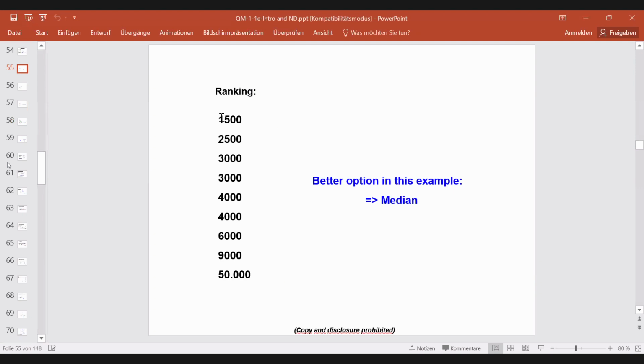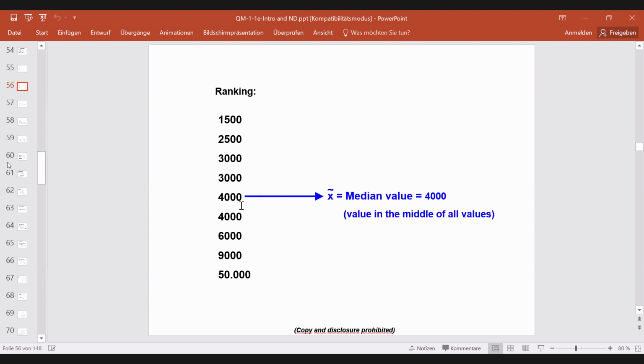You have to do a ranking, the smallest value you see here above, and then the next one here, the next smallest, and the next, and so on. And here is the highest value. So there is a ranking from the smallest value to the biggest, to the highest value. And then the median value is exactly in the middle. This means 4,000 is the median value. And these 4,000 are much more representative for this village than the arithmetic mean, which we had one sheet before.